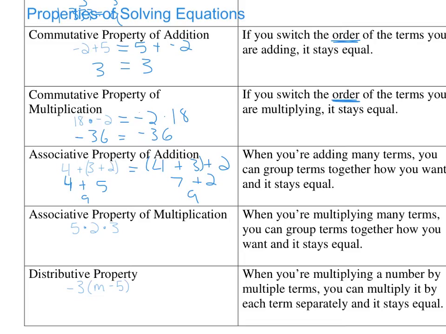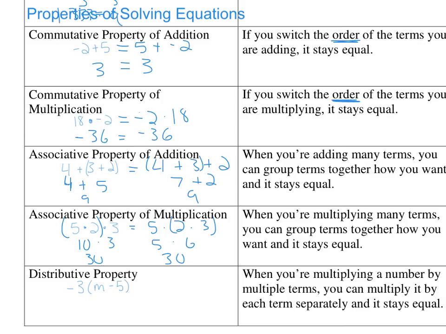And this property also holds when we're multiplying. So if they wanted to multiply the 5 and the 2 together first, they would get 10 times 3, and that would be 30. But that's going to be the same as if I decided that I want to do the 2 times 3 first. I'll get 5 times 6, which will also give me 30.